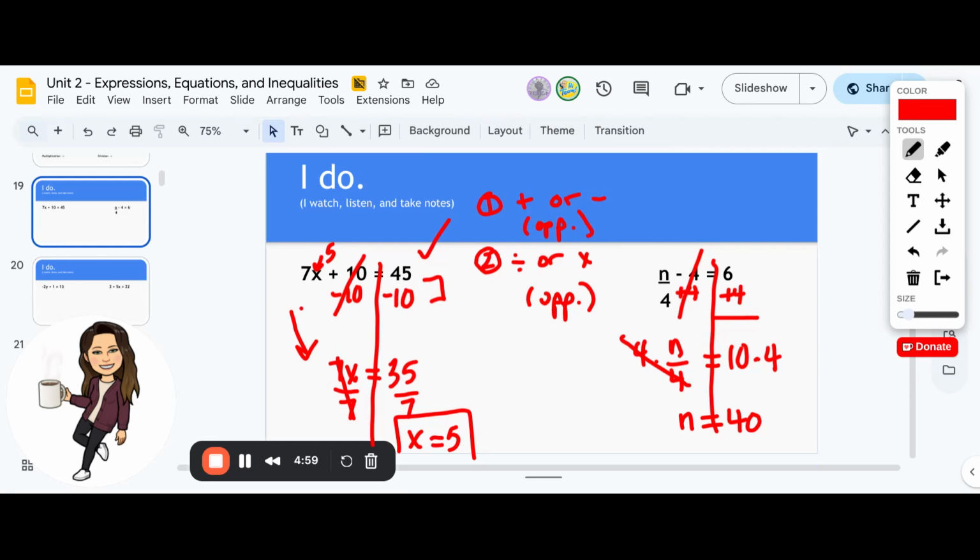And again, plug her in. If you're saying n is 40, it should work when you do your math. 40 over 4 is 10, because 40 divided by 4 is 10. Minus 4 gives you that 6.